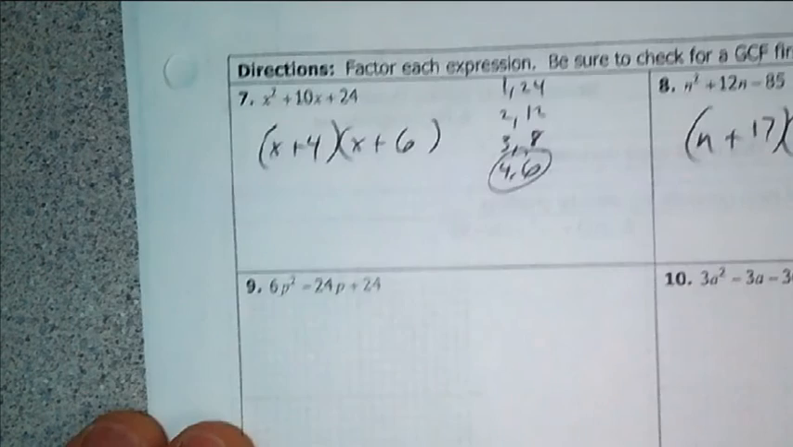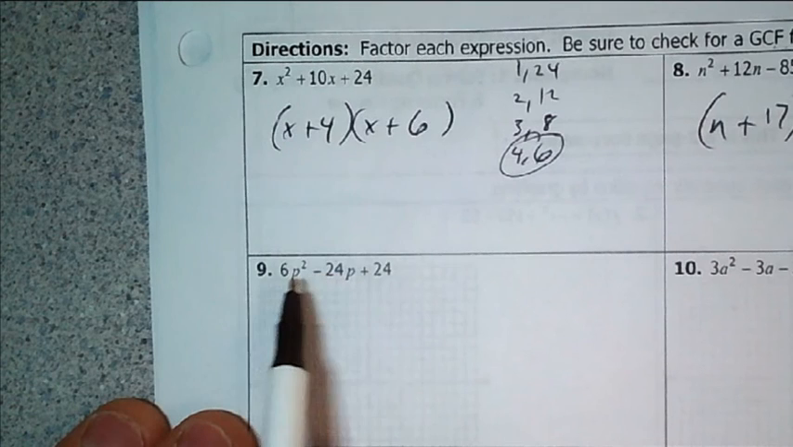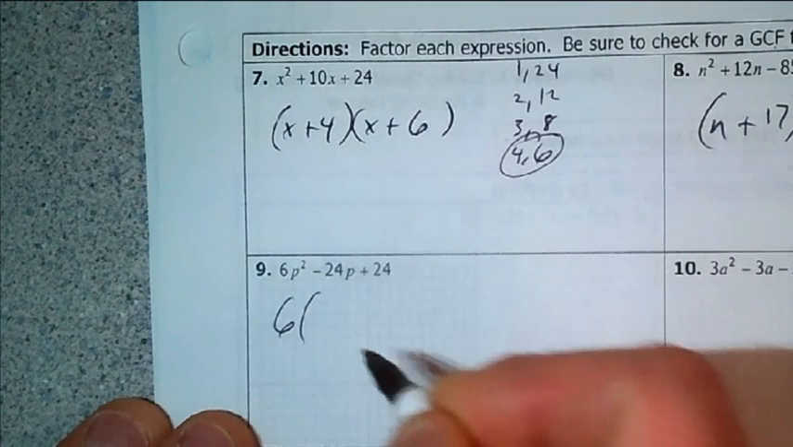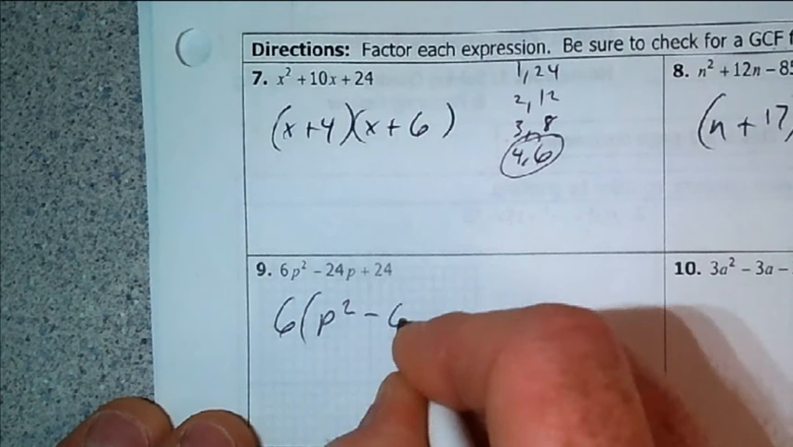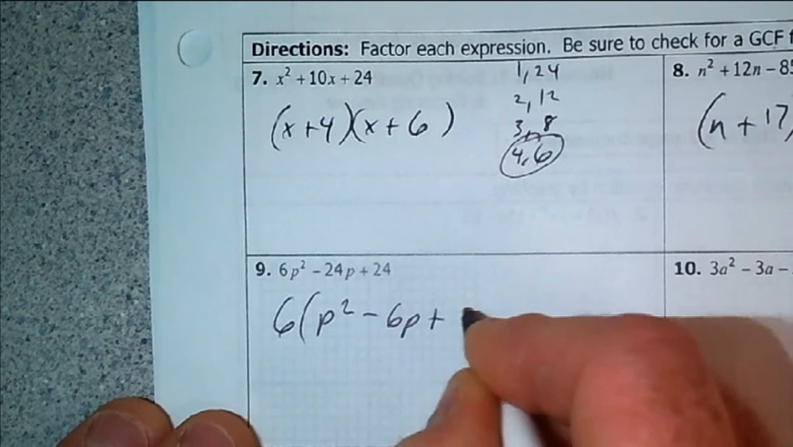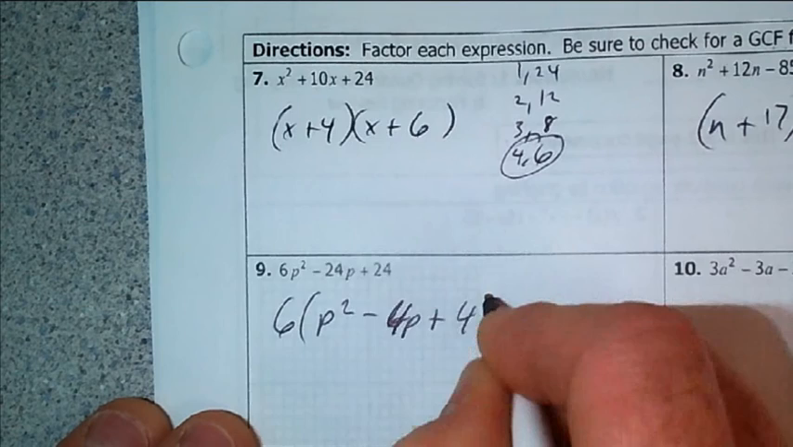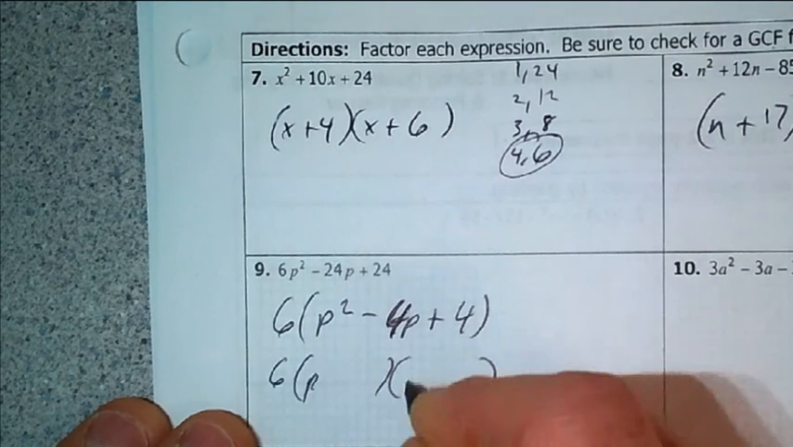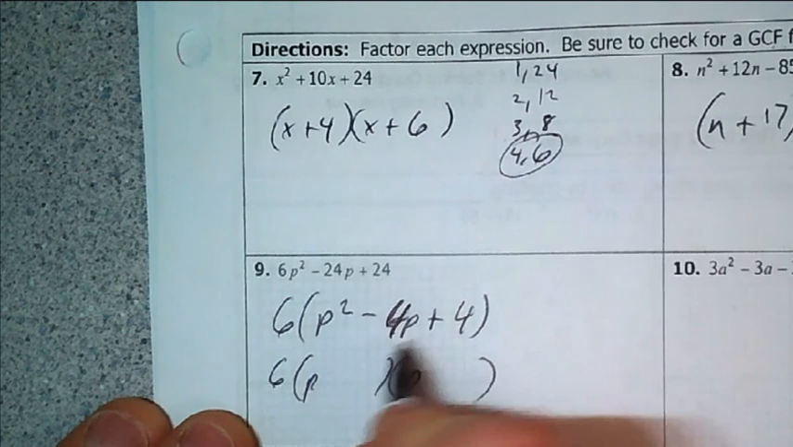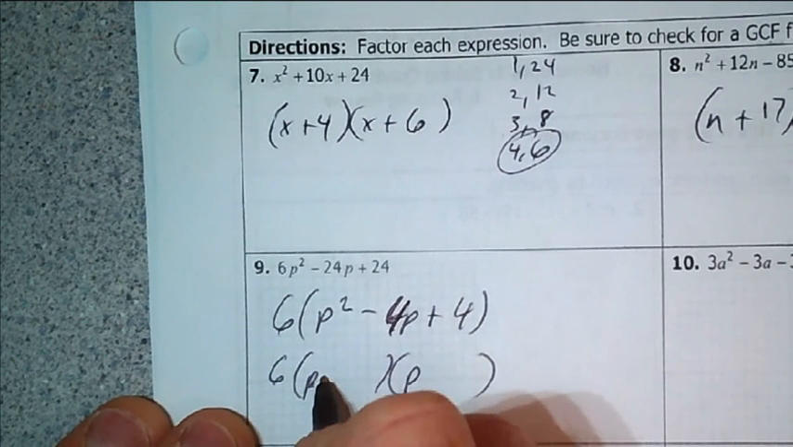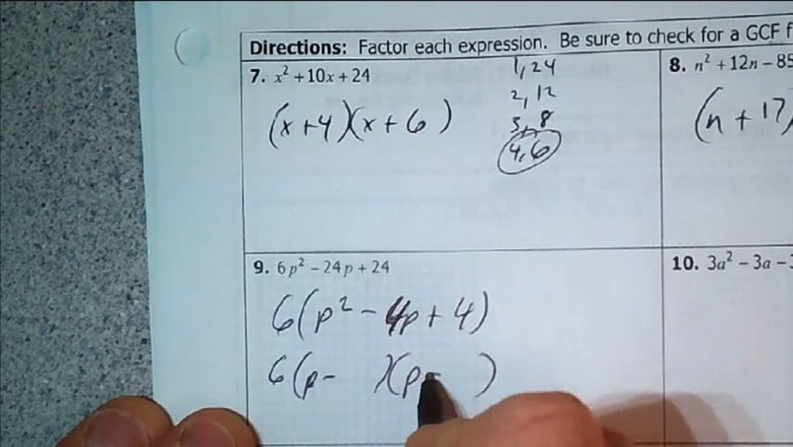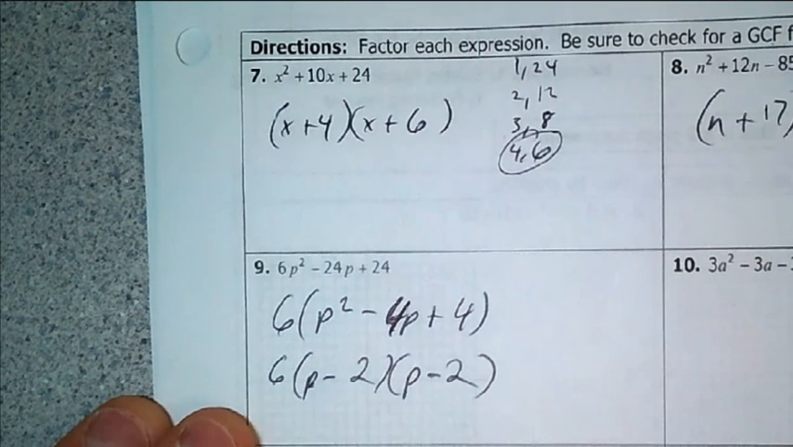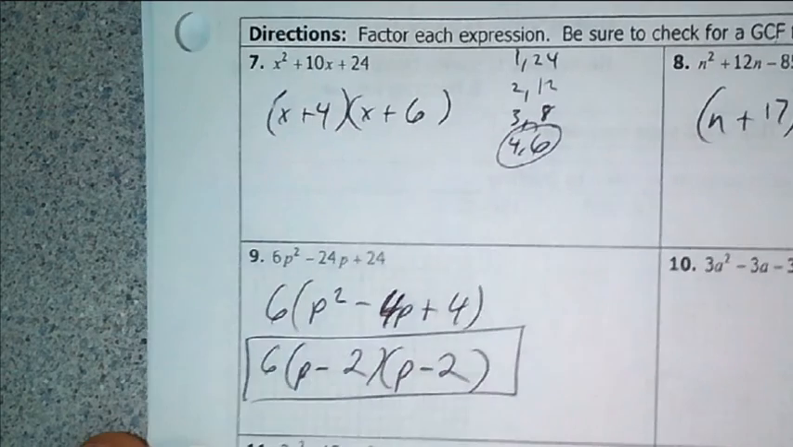We've got a GCF. So what's a GCF of 6, 24, and 24? 6. Factor that out. That leaves p squared minus 6p plus 4. And then when we factor, we get p and p. What are my signs? Negative, negative, and then 2 and 2. All right, good.